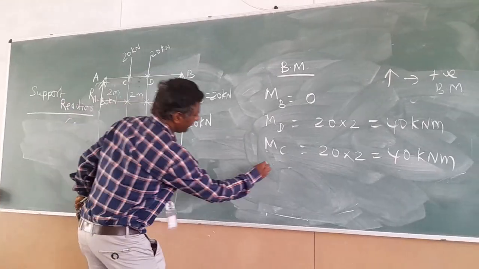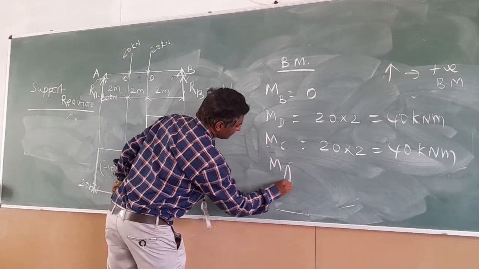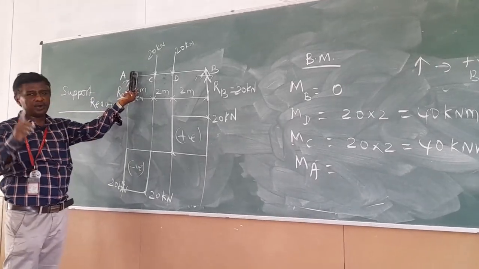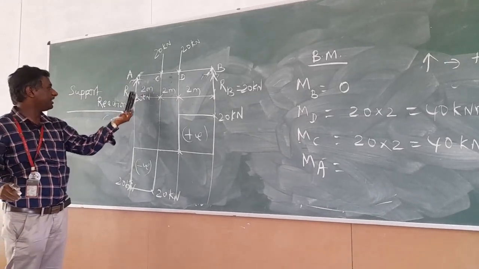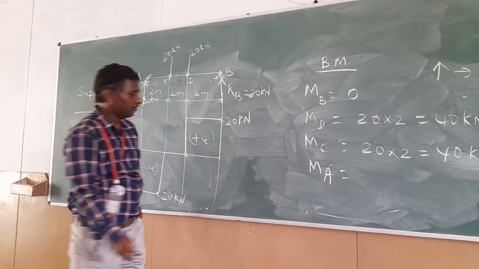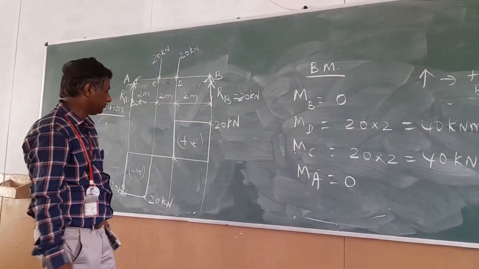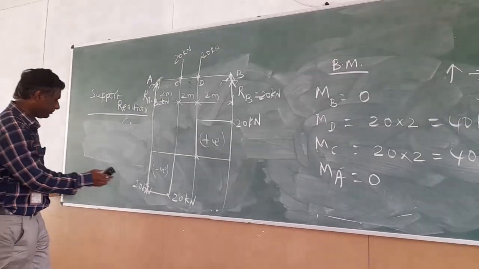What is MA? Consider the same reference point. Consider the left side, you have only one point load, RA, which lies on the same point. So there is no perpendicular distance, that is equal to 0 bending moment value. Okay. Now let's draw the bending moment diagram.